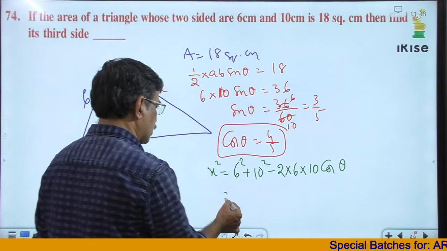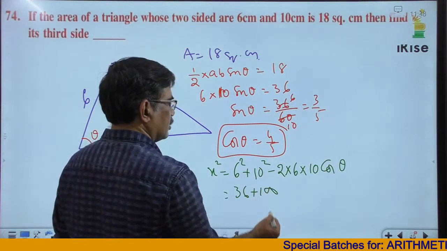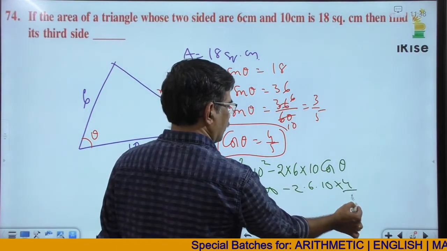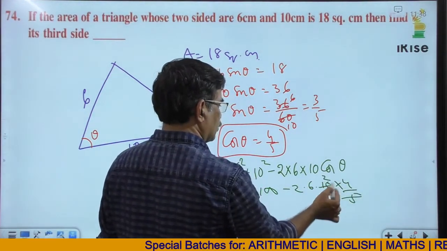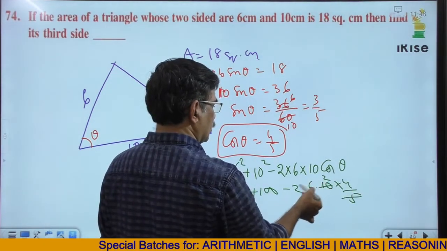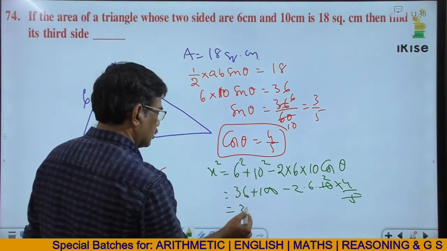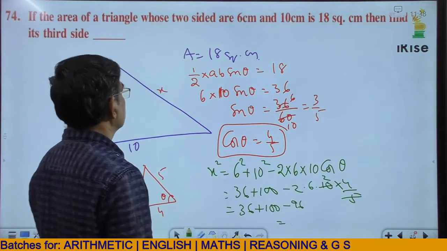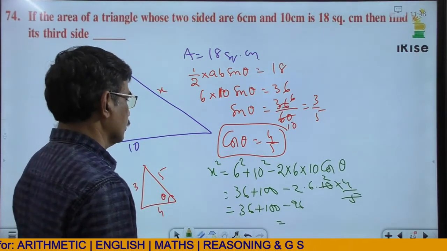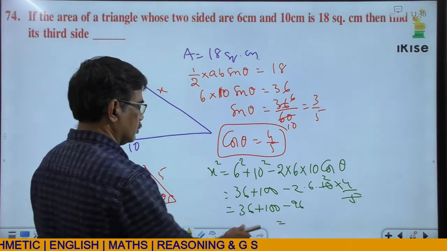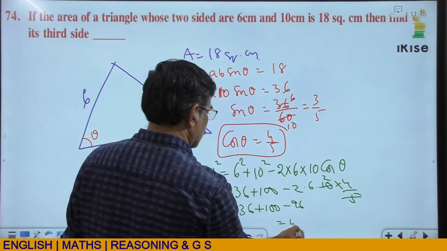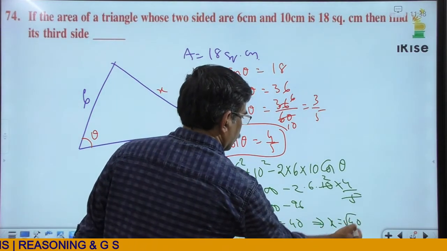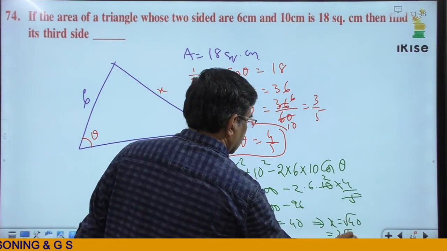Then substitute in this. We get 6 square 36 plus 100 minus 2 into 6 into 10 into cos theta, which is 4 by 5. 5 ones, 5 twos cancel, 6 fours 24, 24 fours 96. So 36 plus 100 minus 96. What do we get here? 136 minus 96 is 40. So x square is equal to 40. This implies x is equal to root 40. Root 40 is nothing but 2 root 10.